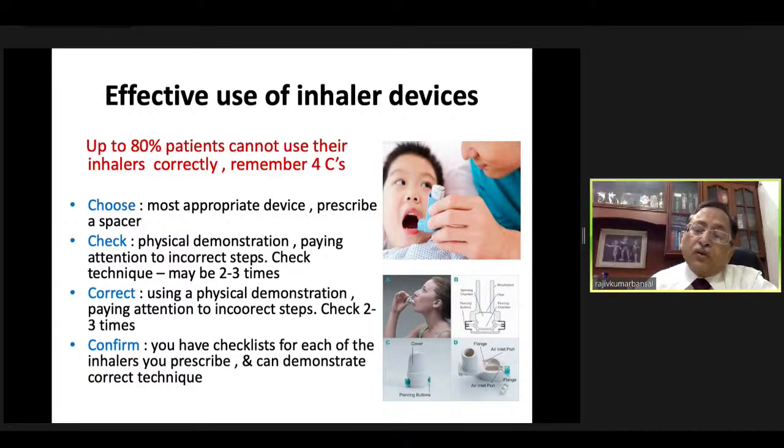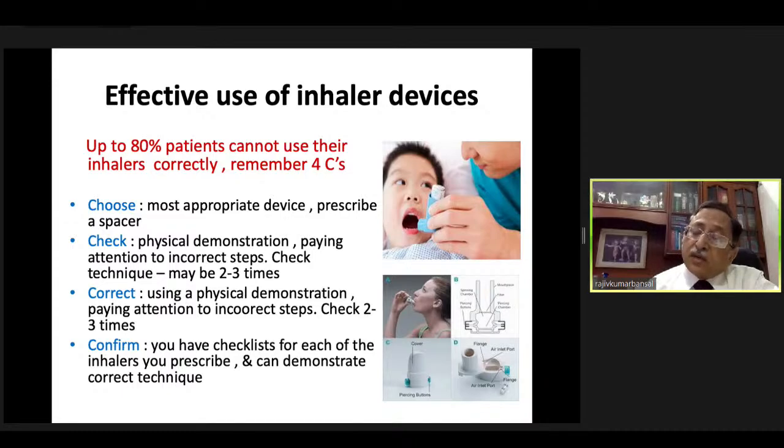how the mouth should fit, how to breathe, how to properly exhale, how long to hold, when to actuate. Everything needs to be absolutely demonstrated in a proper manner. So we need to choose the right thing. We need to check. We need to correct using a physical demonstration. So once they come back, we should look for incorrect steps and check two or three times.